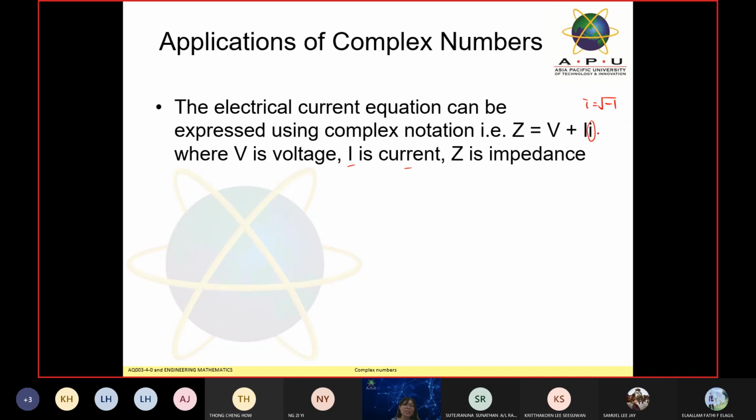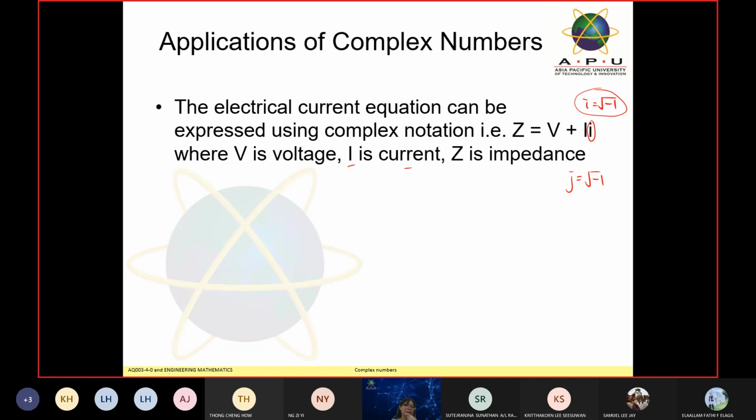Currently we're using capital I. So that's why sometimes, instead of using I as the notation for the square root of -1, we may use J, to avoid the confusion. So this is just one of the examples. We use complex numbers to represent the electrical current equation. So these are some applications of complex numbers to share with you.